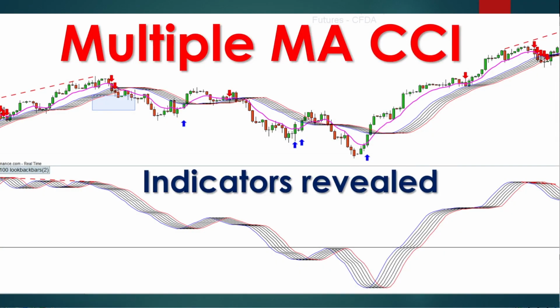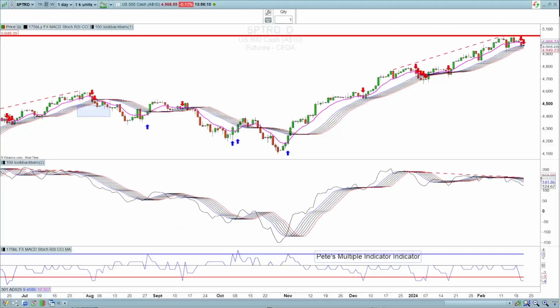G'day folks, I've been asked to reveal a couple of indicators I've introduced recently, and these are the multiple moving averages on the price chart and multiple moving averages on the commodity channel index. So here we go. This is the finished product. I've got the price chart up here with the multiple moving averages, and the multiple moving averages on this second chart on the CCI150.